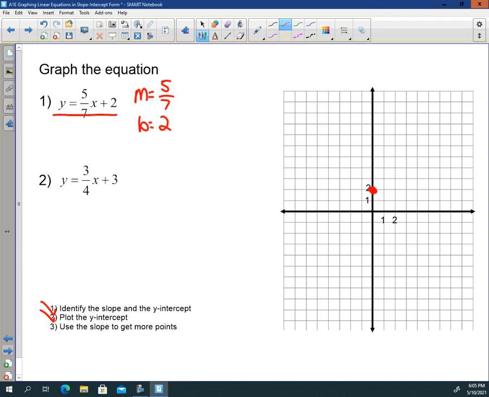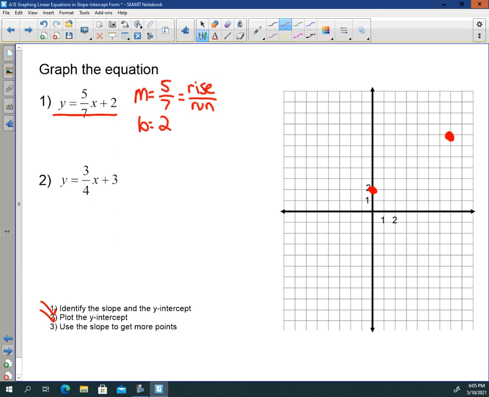Well, we know that the slope is the rise over the run. So what this slope is telling us to do is to go up 5 units and to the right 7 units. Up and to the right because they're both positive. So I'm going to go up 5, 1, 2, 3, 4, 5, and to the right 7, 1, 2, 3, 4, 5, 6, 7, and there it is. Oops, this thing is not lined up.